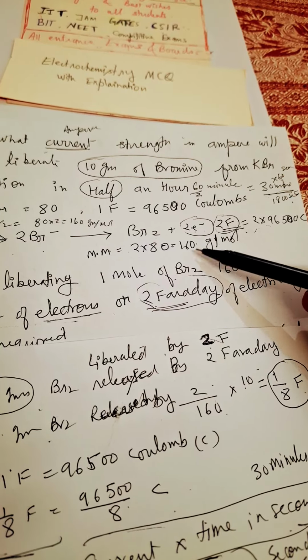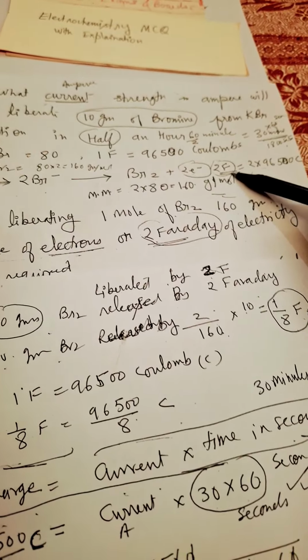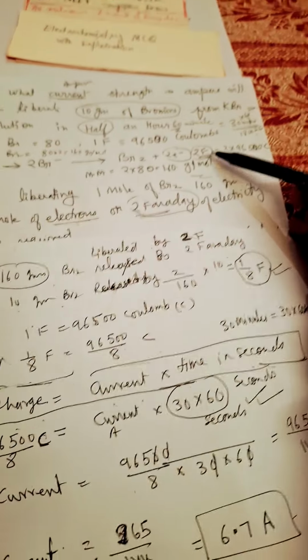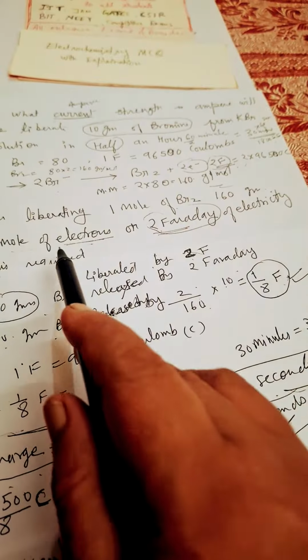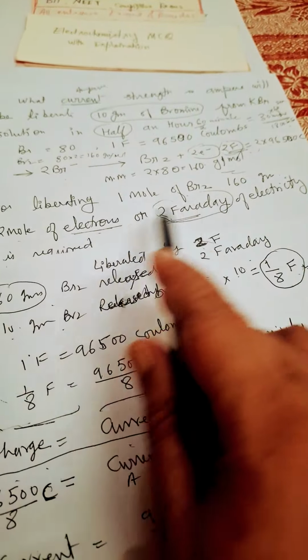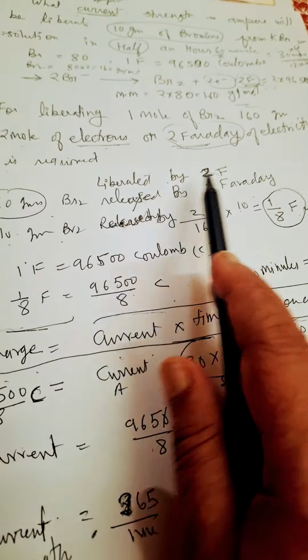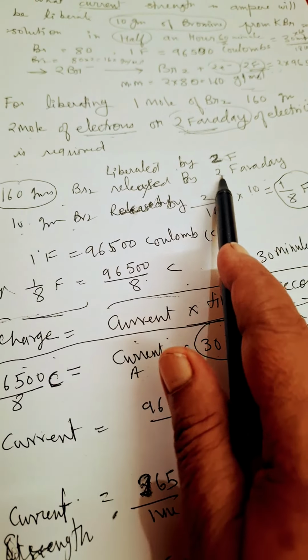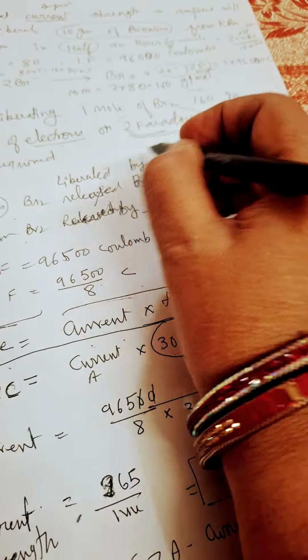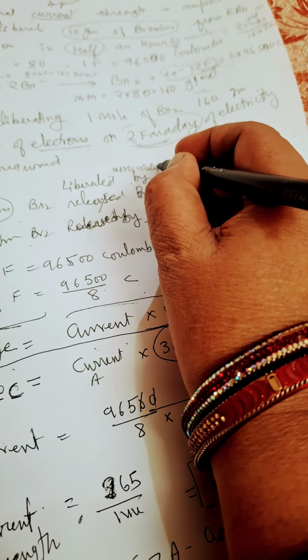160 gram of bromine is associated with how much? 2 Faraday charge. So for liberating 1 mole of Br2, 160 gram, 2 moles of electrons, that is 2 Faraday of electricity, is required. So the statement is that 160 gram of bromine is liberated by 2 Faraday.